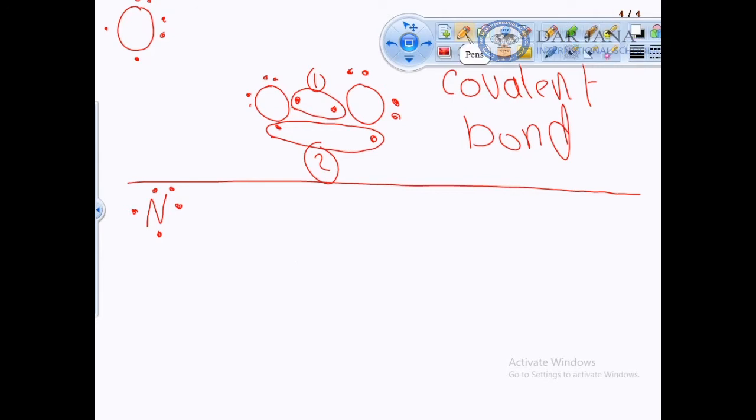Now, I will place 2 nitrogen atoms facing each other.